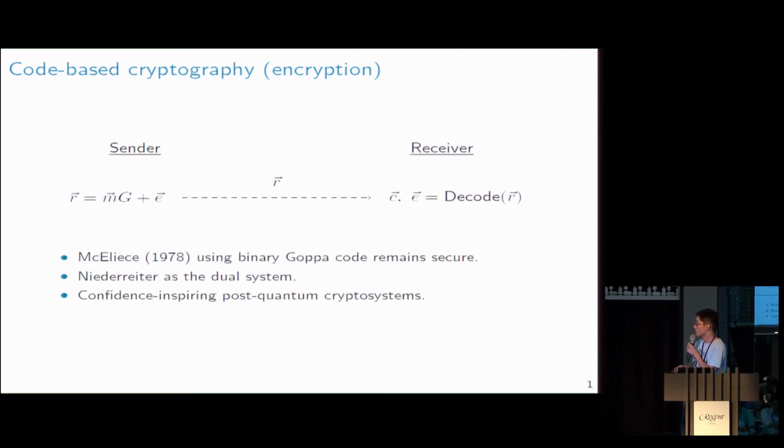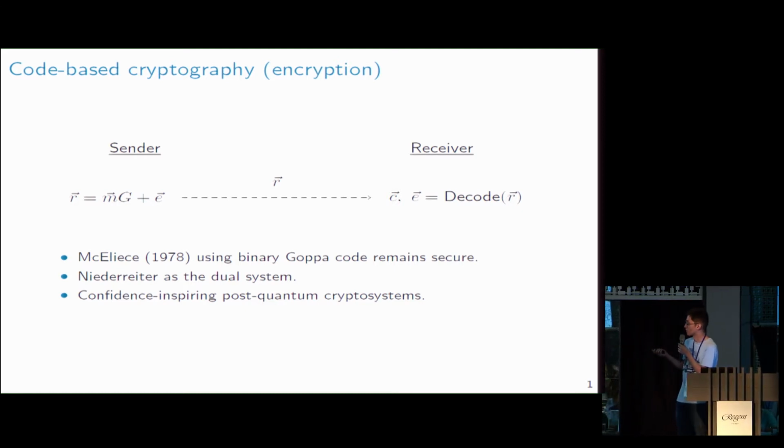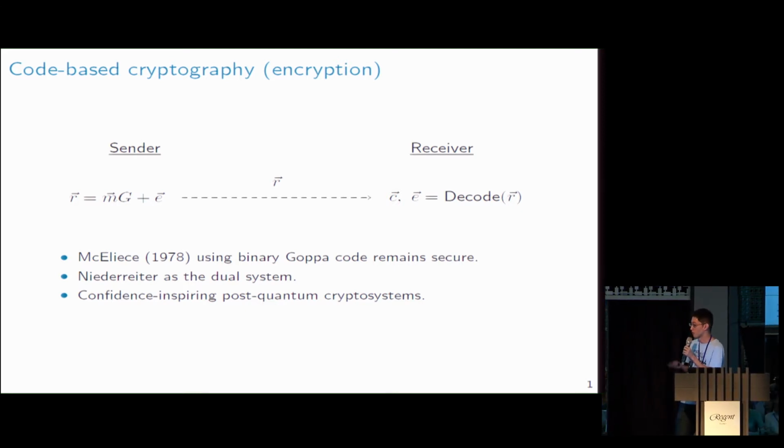This is the general picture of the McEliece scheme proposed in 1978 using binary Goppa code. I should say this framework is like the McEliece framework. But in the paper, McEliece also proposed that we should use a specific code, binary Goppa code. And this combination of McEliece and binary Goppa code remains secure, even though it's already pretty old, like 40 years old.